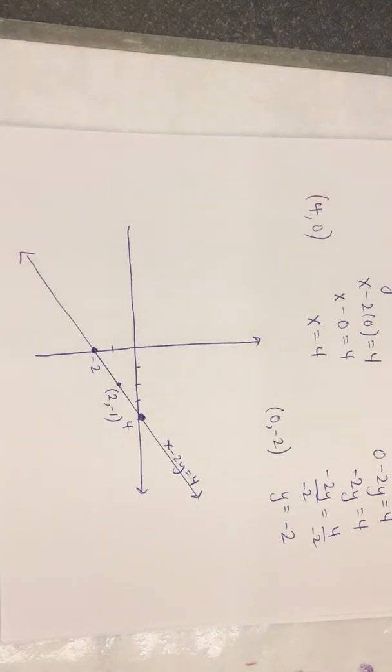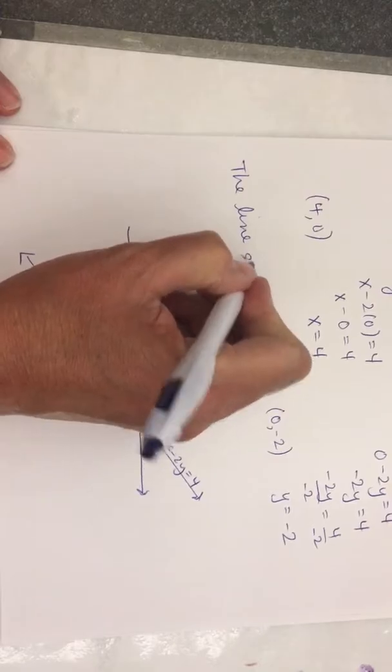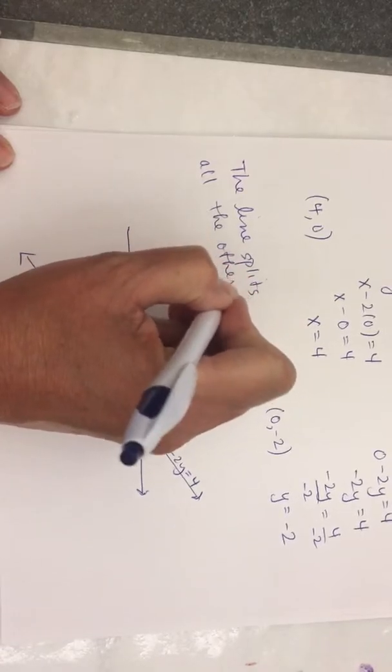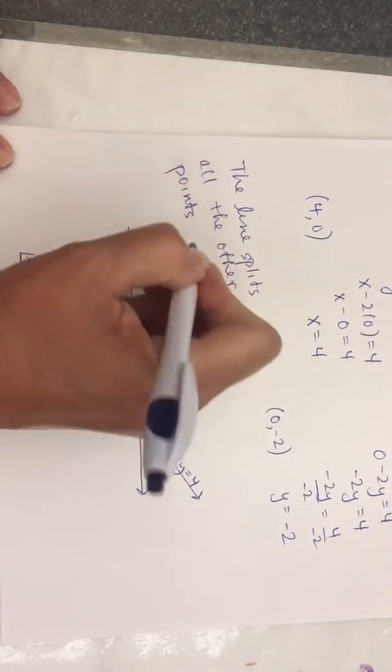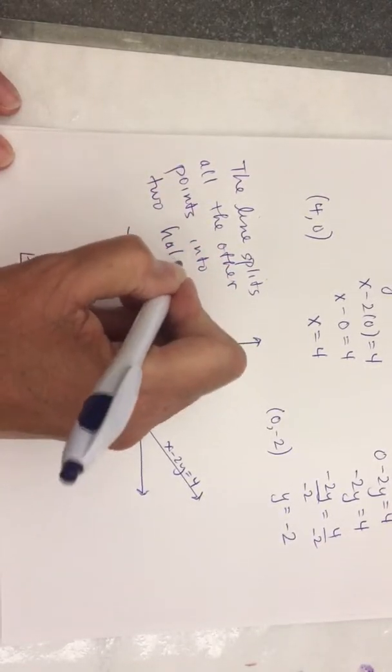Now here's what you need to realize about this section. This splits all the other points. Well, it splits it into 2 half planes. That's the answer to number 2, for somebody who wrote in number 2. So the line splits all the other points into 2 half planes.